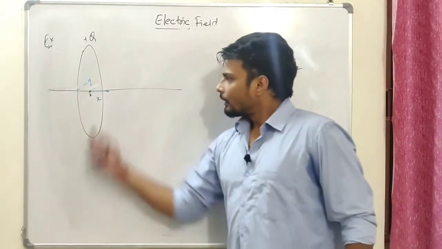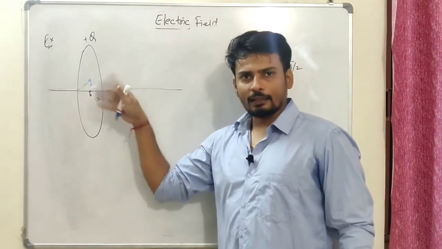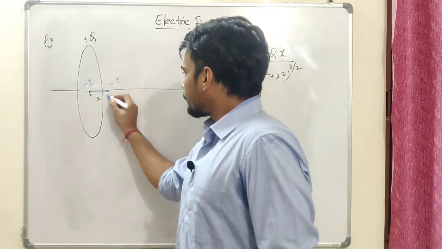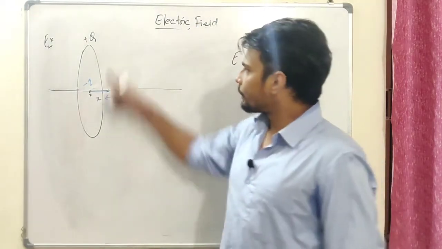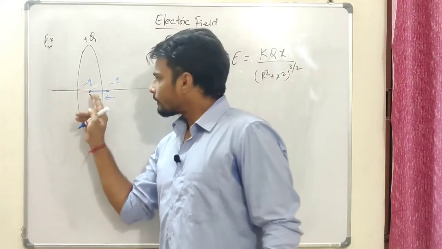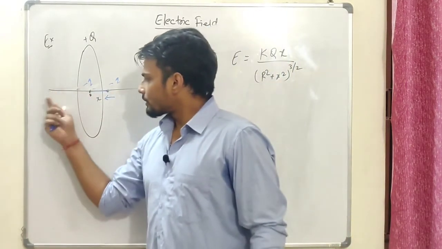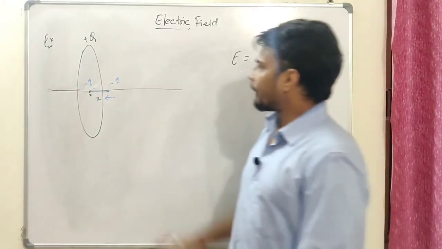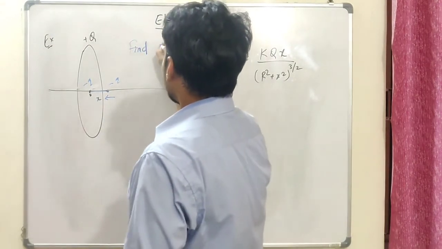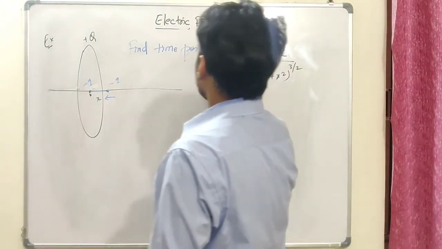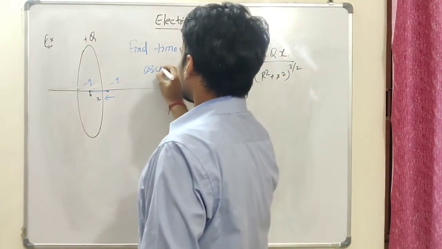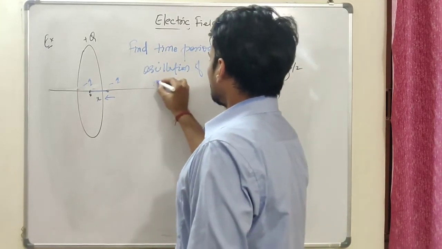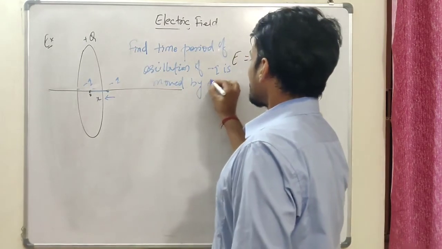Yes, it will. Now if I pull this charge to a certain distance x and then leave it, the force on the negative charge q should be in this direction, since the ring is positive. It will get back to the mean position, having some kinetic energy, pass the mean position, and again come back. So it's going to be an SHM, right? My question is, find the time period of oscillation if negative q is moved by a small distance.